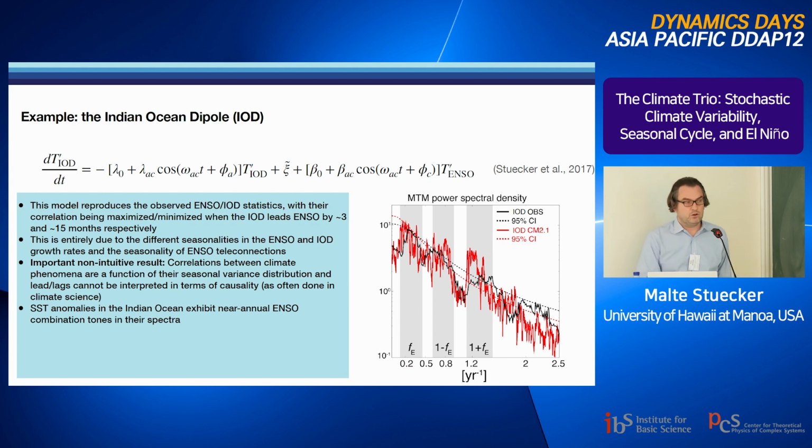Also neatly, if you look at the power spectra, there are 2 lines, one from the observations in black and one in red from a long integration of a climate model. You see this enhanced variance at these near-annual timescales, designated by 1 minus FE and 1 plus FE, associated with this combination mode.